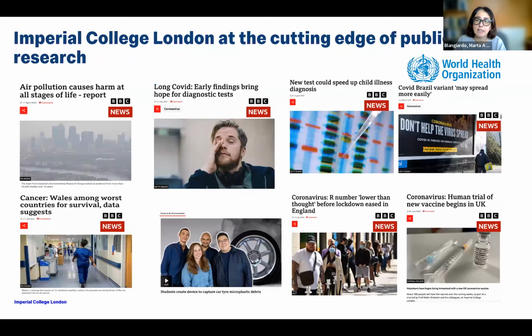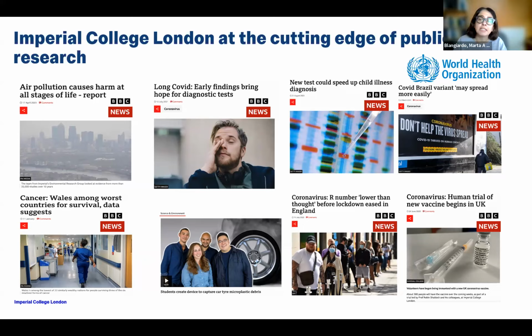Next slide, please. You will be studying in one of the leading institutions in the world, Imperial College, and the School of Public Health is one of the leading departments for public health research. There are two Medical Research Council funded centers within the School of Public Health. One is in global infectious disease analysis, and the other one is in environment and health.